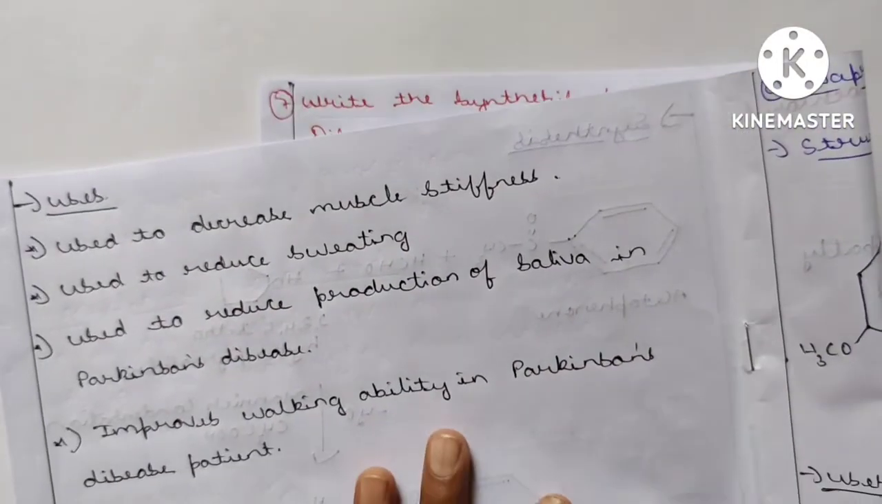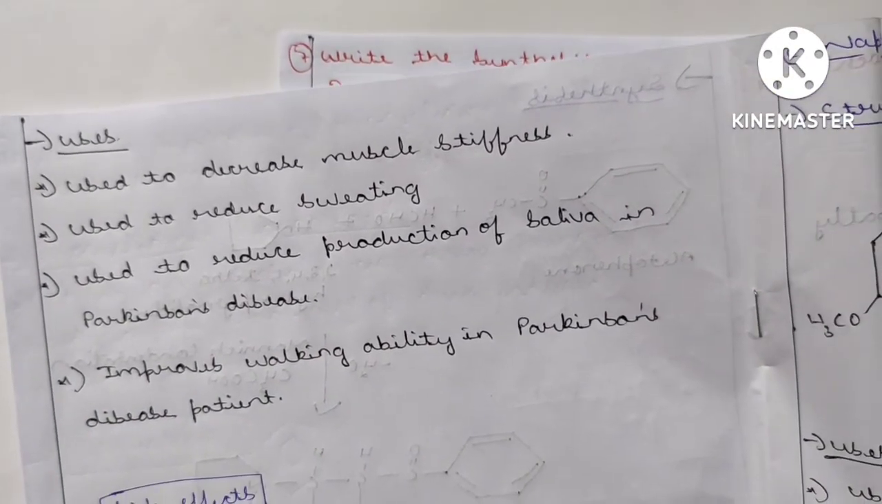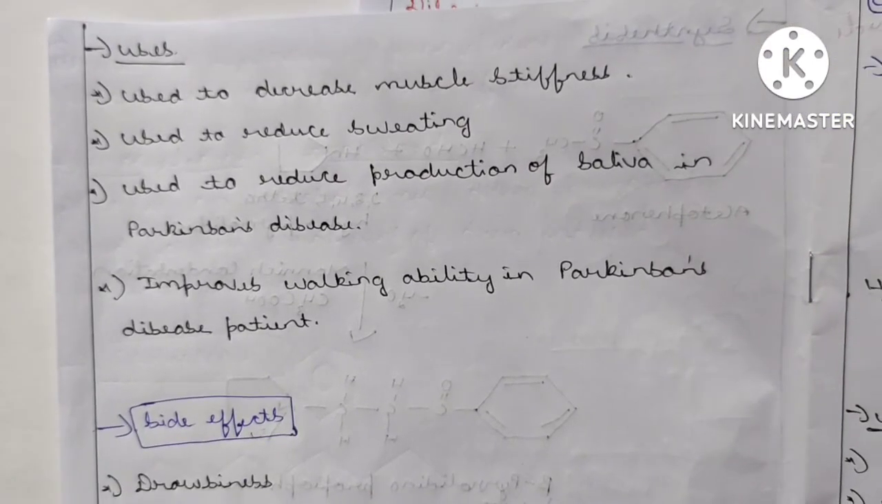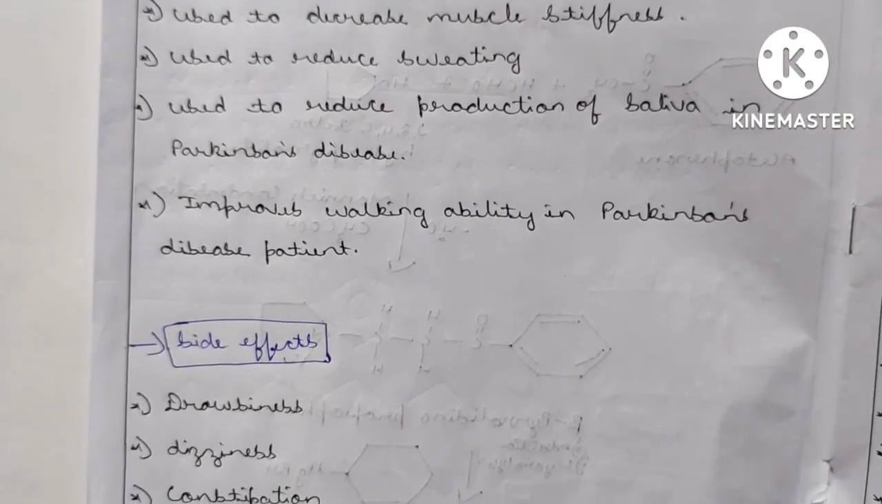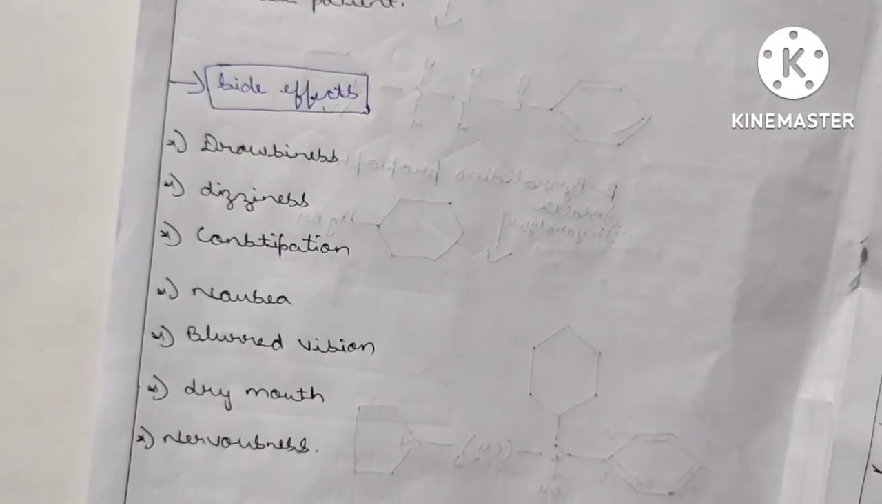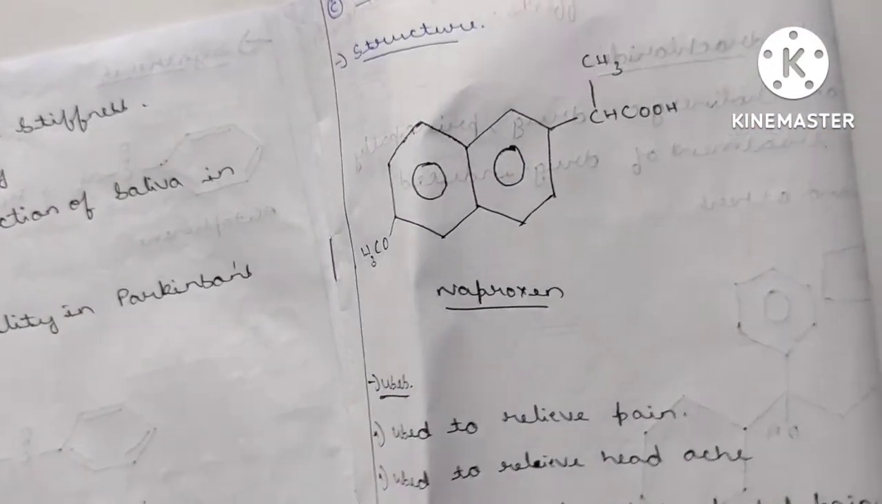Yes, next one is uses: used to decrease muscle stiffness, used to reduce sweating, used to reduce saliva production in Parkinson's disease, improve walking ability in Parkinson's disease patients. Side effects: drowsiness, dizziness, constipation, nausea, blurred vision, dry mouth, and nervousness. These are all the side effects here.